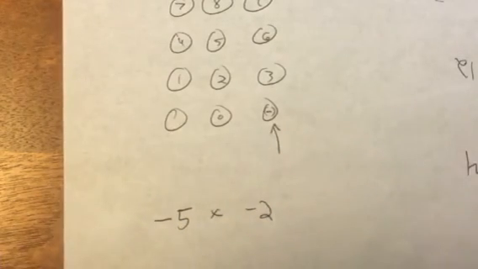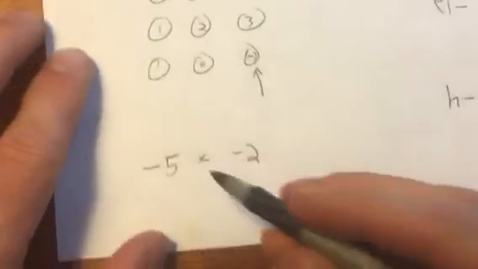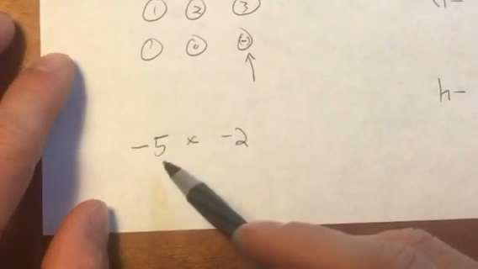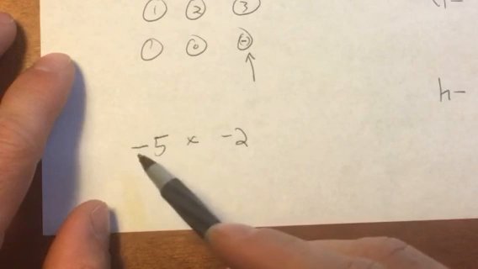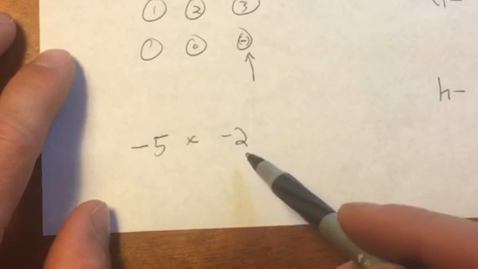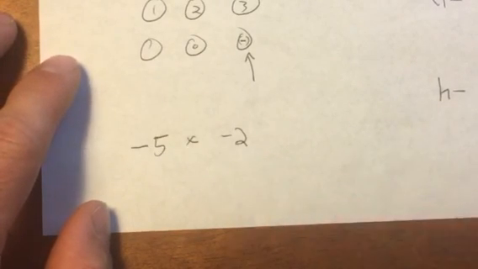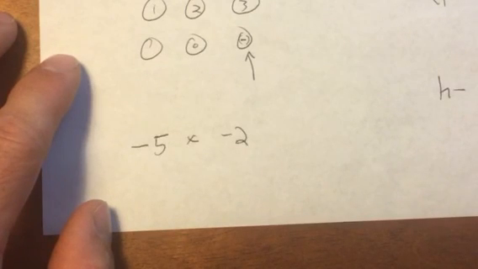Give me 1 second. Be right back. Oh no. Okay, turns out I don't have a calculator on me. So I still want you to try it anyway. See if you can type it into your calculator. Negative 5 times negative 2, and you will see for yourself if it equals positive 10 or negative 10.